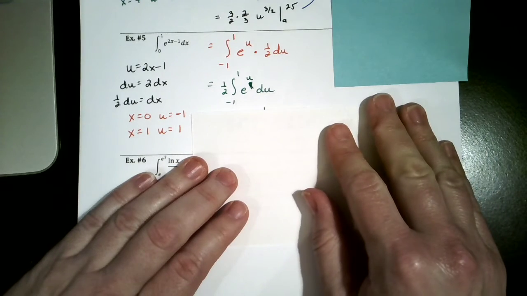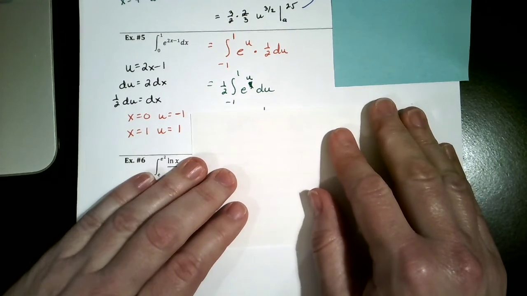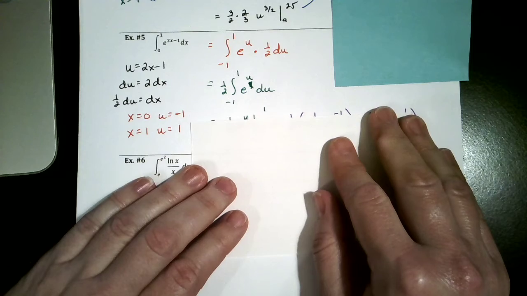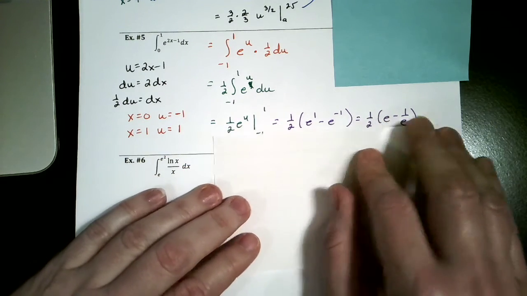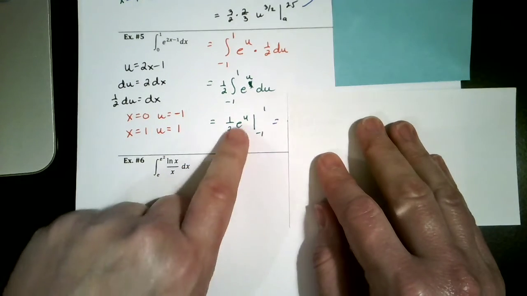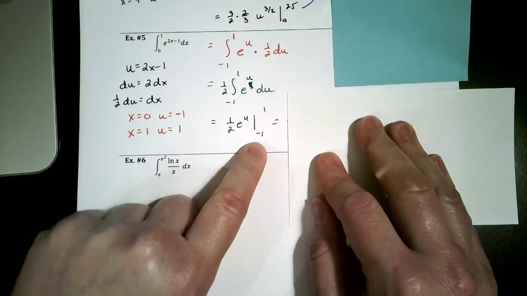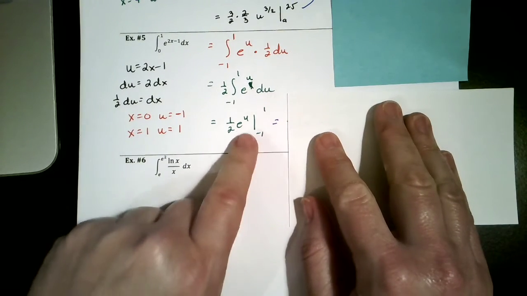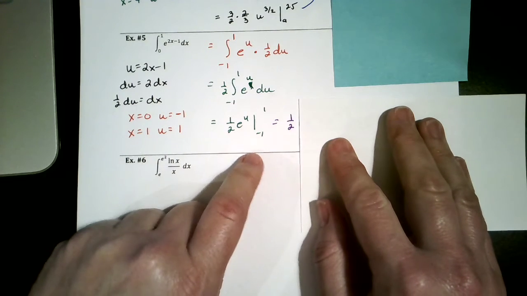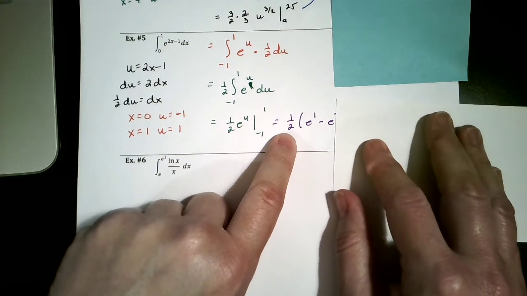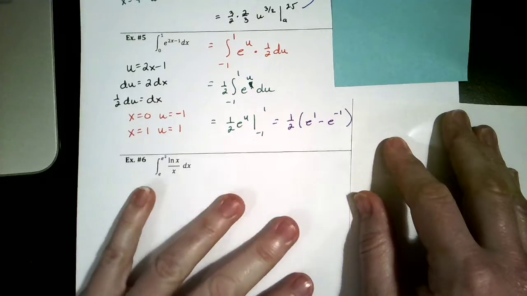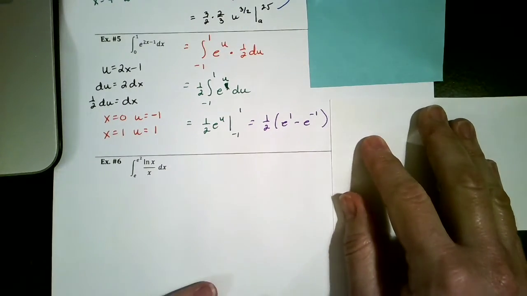And what is the antiderivative of e to the u? E's are awesome. They are their own derivatives. Now there's a whole lot of stuff here, so let's go this way. So the antiderivative of e to the u is e to the u. So I get 1/2 e to the u from negative 1 to positive 1. I plug 1 in, so there's my 1/2. e to the first minus e to the negative 1. And then you're done there on a free response question.